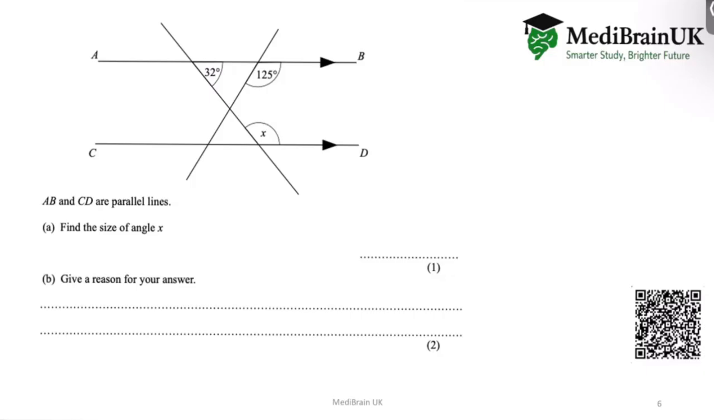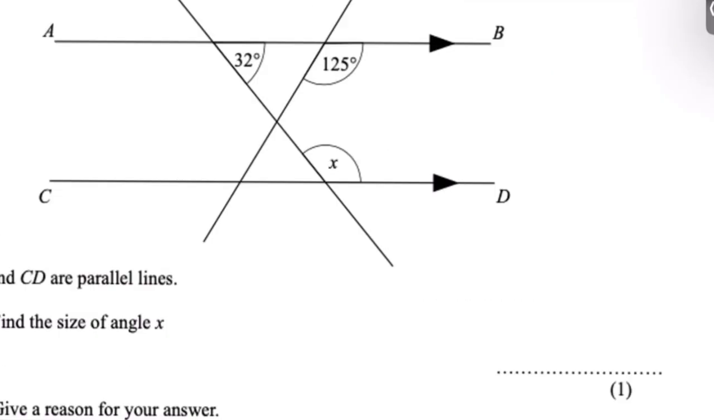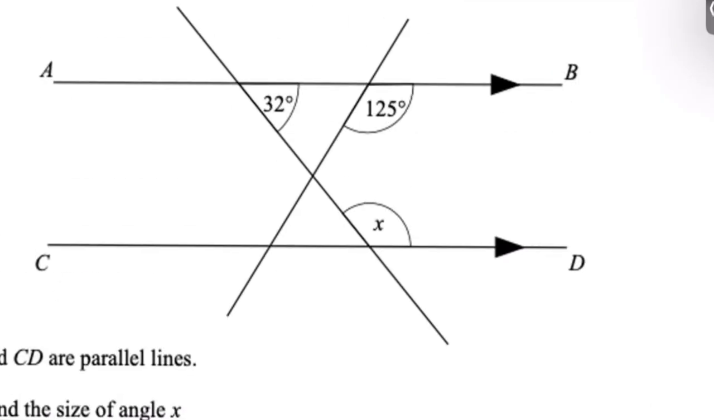Okay, so I've got a lot of answers in on both the form and in the Q&A. I'll start going through the answers now. It says AB and CD are parallel lines, as you can see from the arrow. Find the size of angle X and give a reason for your answer. So where is angle X? We can see that angle X is over here. This is our angle X.